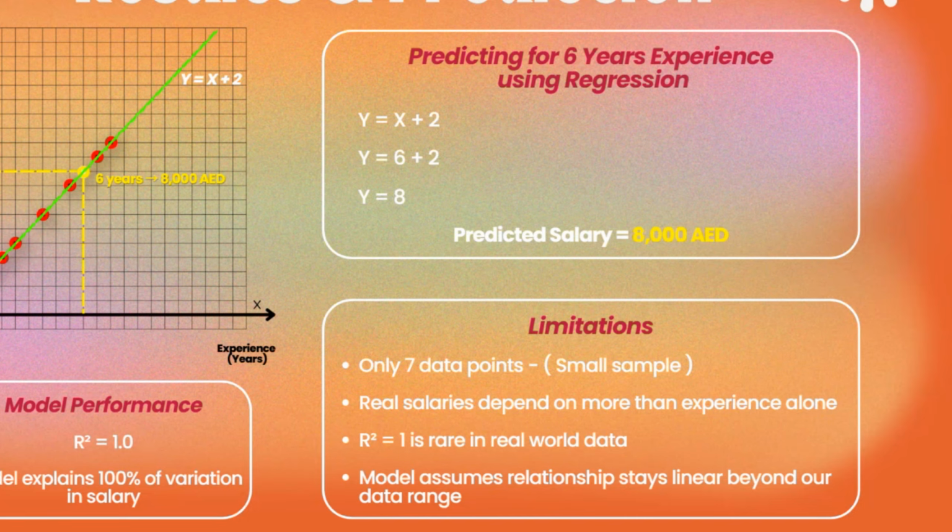So the limitations of this are that there are only 7 data points. It is a small sample. If there would have been a huge sample, then the accuracy of prediction would have been a lot better and more precise. Real salaries depend on more than experience alone. Real salaries in the real world don't just depend on experience, they also depend on location, education, and a lot of factors, which when considered will give a more accurate result, which is one of the limitations in this model. R square of 1 is rare in real world data.